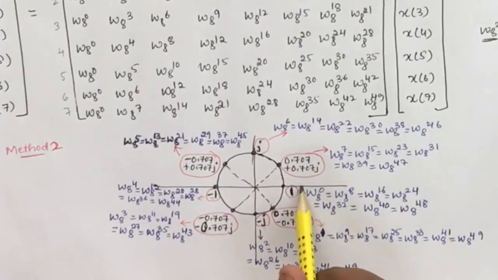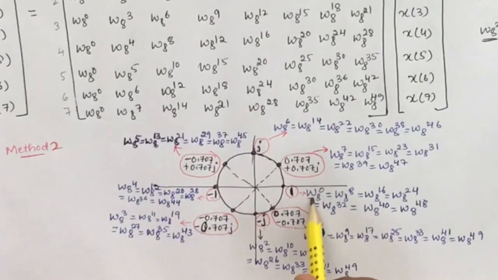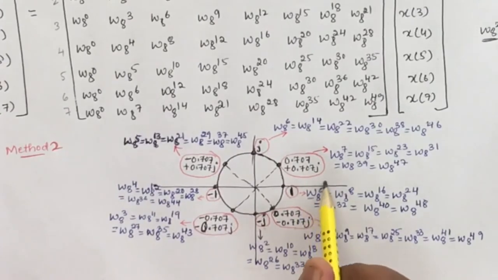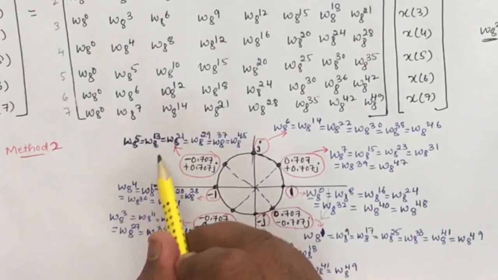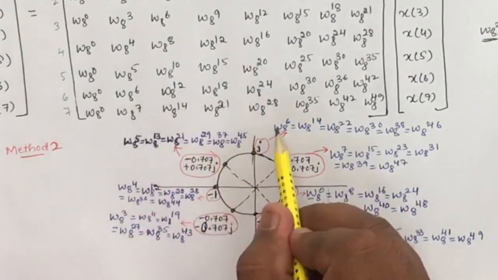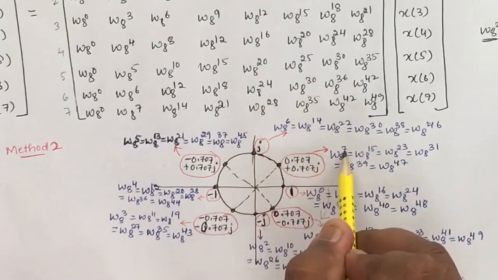So we can start with this point. We can write it as w8 to the power of 0. Then we move in the clockwise direction. So we will write w8 to the power of 1, then w8 to the power of 2, w8 to the power of 3, w8 to the power of 4, w8 to the power of 5, w8 to the power of 6, w8 to the power of 7.